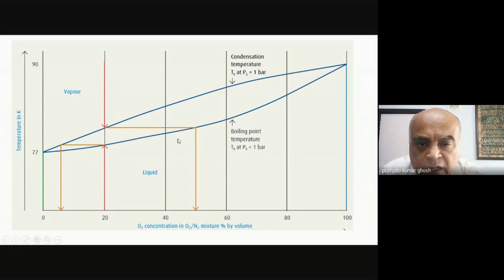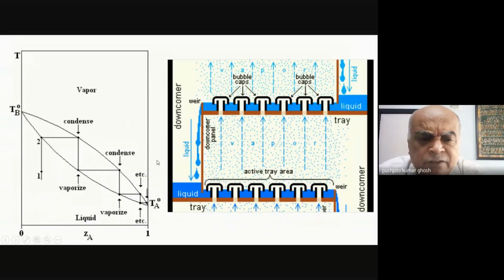This is the part for the liquid. This is the part for the vapor. So effectively, I partitioned my oxygen and nitrogen differently in my liquid and vapor. This is only showing one such process. I can have multiple such processes.